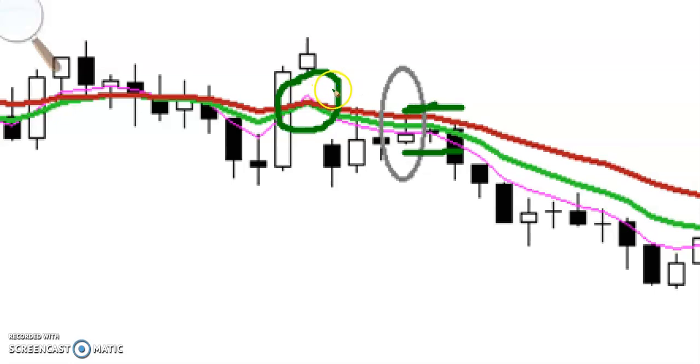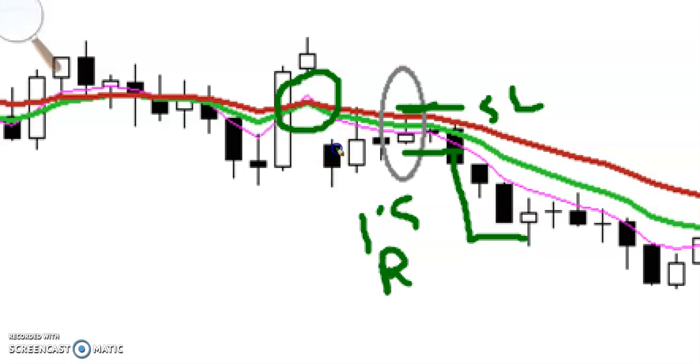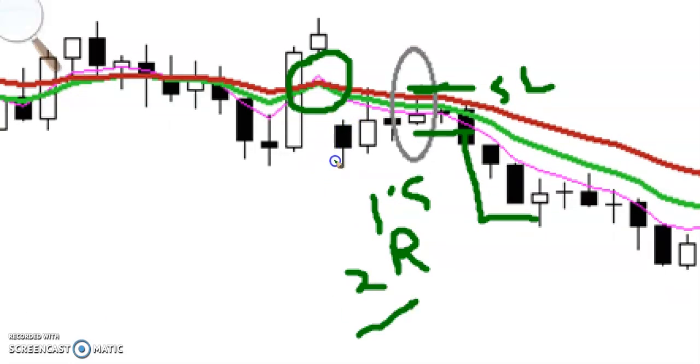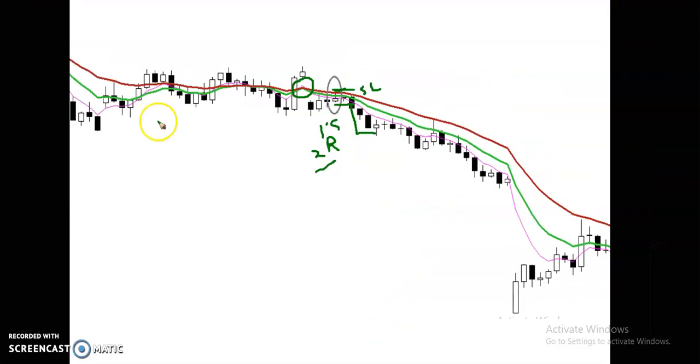So where is the pin bar? Here you can see, and this is our SL, stop loss, and the target will be somewhere here, 1:1.5 R, or you can say 2 R. All right, 2 R. That is our target. So let's check another example.